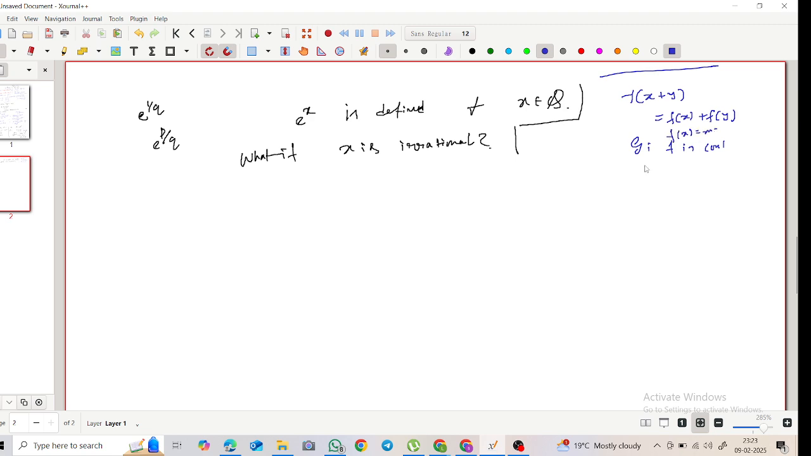Yes. But continuous at 0 was given. Yes, it was given. So we first proved that f is continuous everywhere. Then we took xn to x, and hence f(xn) to f(x), thus m xn went to mx. Okay. But here we can't do that because we don't even know that e to the power xn converges or not. We don't know. xn converges to x, but e to the power xn may not even converge.